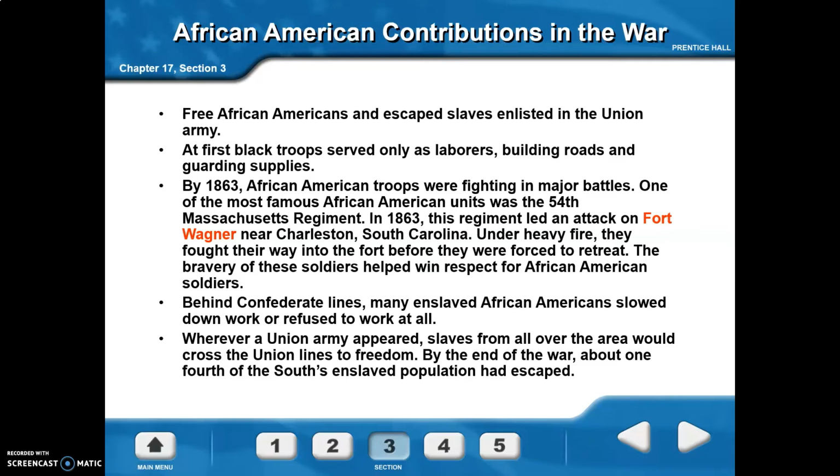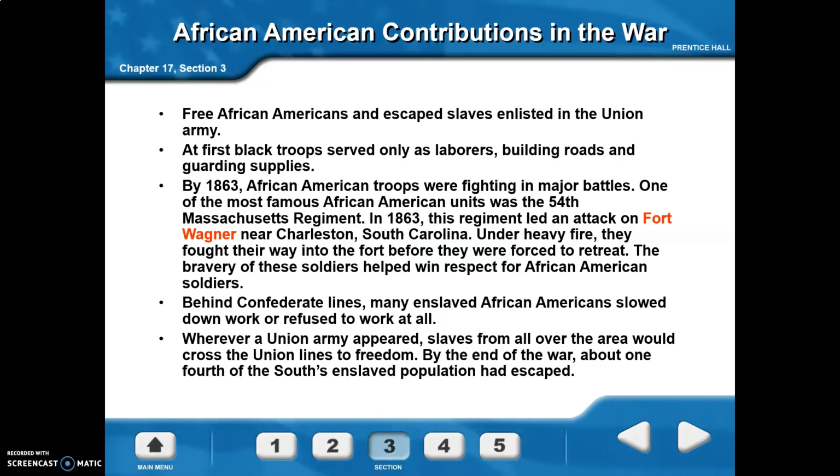In 1863, this regiment led an attack on Fort Wagner in Charleston, South Carolina, near that area. They fought a great fight. They were very brave, but the majority of them died in that attack. They fought their way into the fort before they were forced to retreat. The bravery of the soldiers helped win respect for African American soldiers.